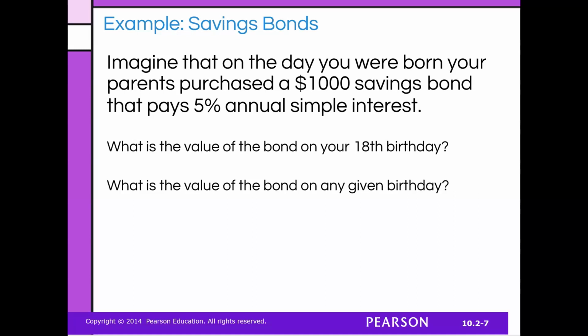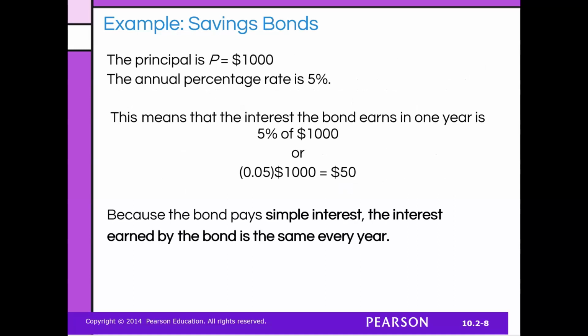Imagine that on the day you were born, your parents purchased a $1,000 savings bond that pays 5% annual simple interest. What is the value of the bond on your 18th birthday? What is the value of the bond on any given birthday? So the principal is 1,000 and the percentage rate is 5%. Now remember, when we actually do math with percentages, we want to get that into a decimal. So the interest the bond earns is 5% of 1,000. Remember that "of" means multiply. And again, we're going to take that 5% and turn it into a decimal. So what we're saying is in 1 year, you can make $50.